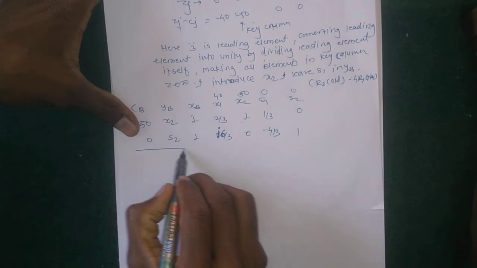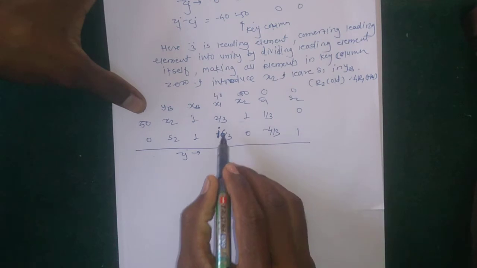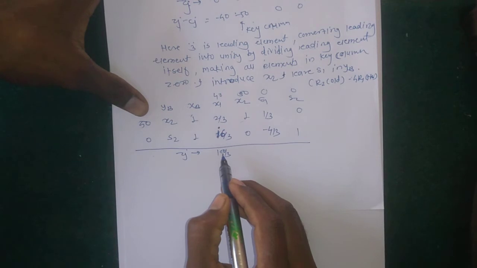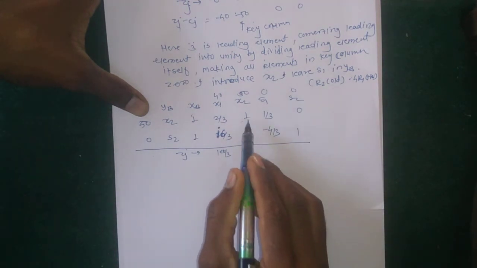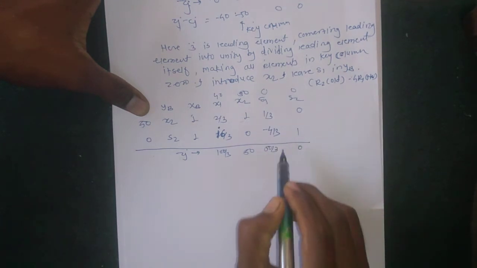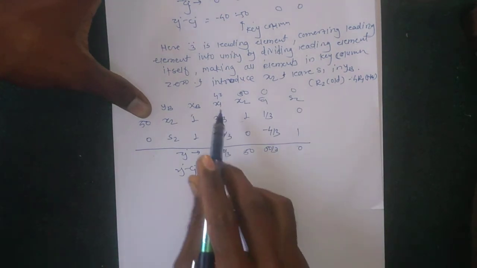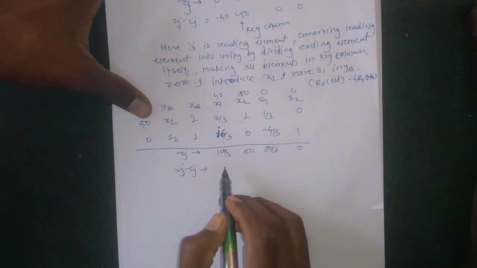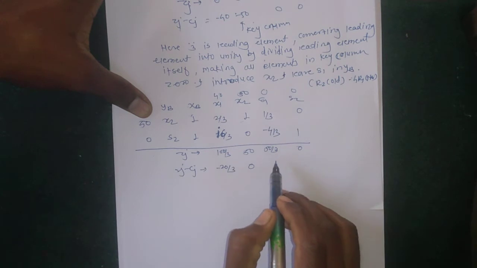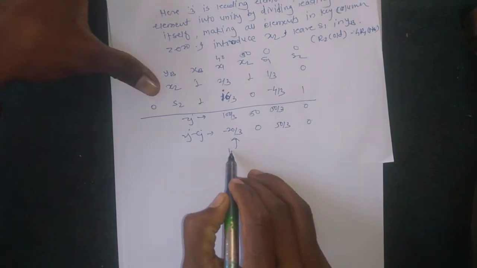Here again find zj. The zj column: 50, 100 divided by 3, then here 50, then here 50 by 3, and here 0. So zj minus cj: 100 by 3 minus 40, 100 minus 120 is minus 20 by 3. Here 50 minus 50 is 0, here 50 by 3, and here 0 as it is. Okay, so this is our key column.